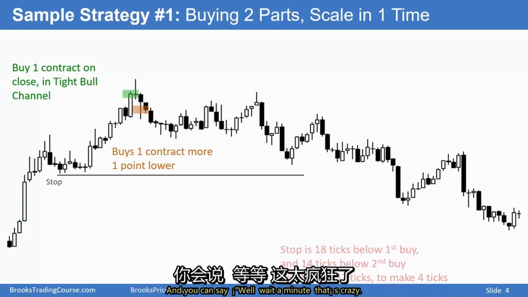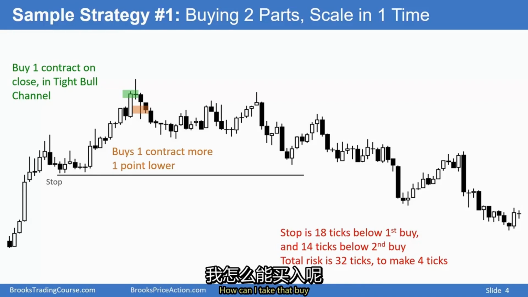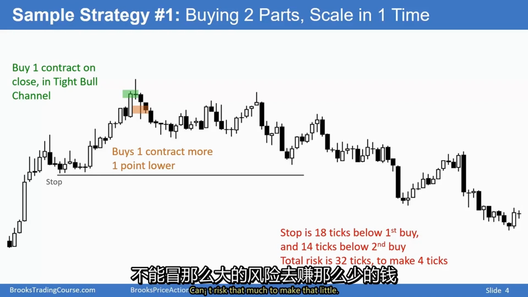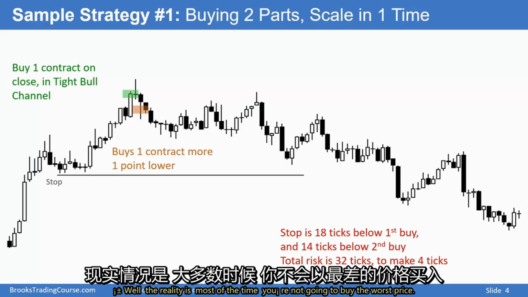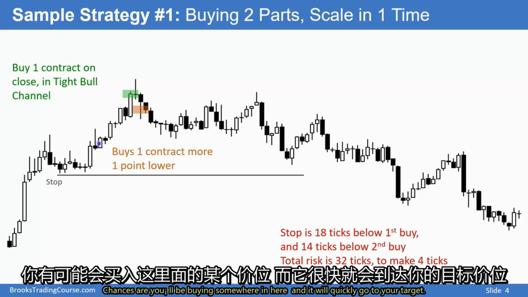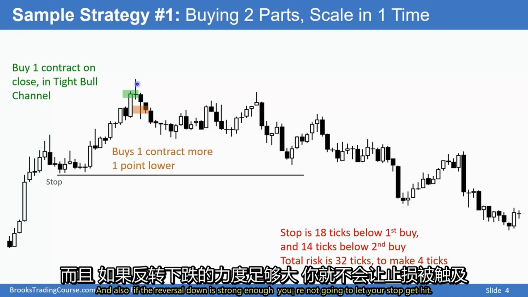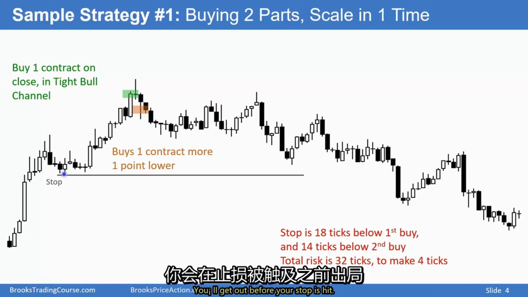And you can say, well, wait a minute, that's crazy. How can I take that buy? I can't risk that much to make that little. Well, the reality is, most of the time, you're not going to buy the worst price. Chances are you'll be buying somewhere in here, and it will quickly go to your target. And also, if the reversal down is strong enough, you're not going to let your stop get hit. You'll get out before your stop is hit.